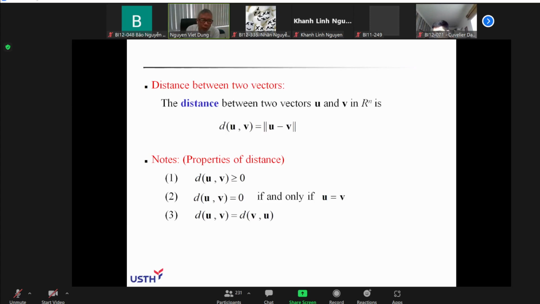Then after that, we define the distance between two vectors U and V. Suppose that we are given two vectors U and V. Then the distance between U and V is defined to be the length of the difference U minus V. And the distance has 3 properties in here. I describe it here for you.